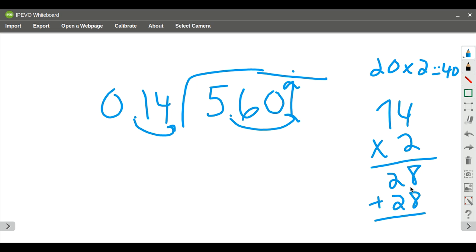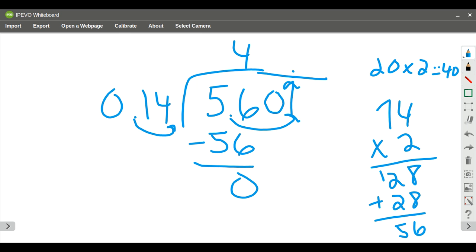So 28 plus 28 is going to be 56. So 14 is going to go into 56 4 times. And that's going to be 14 times 4 is going to be 56. I'm going to subtract. I have a 0. Now, I'm not done with my problem because I had to add this 0 here. I'm going to go ahead and bring it down. I have to look at how many times 14 goes into 0. 14 goes into 0 0 times. So my answer is going to be 40.